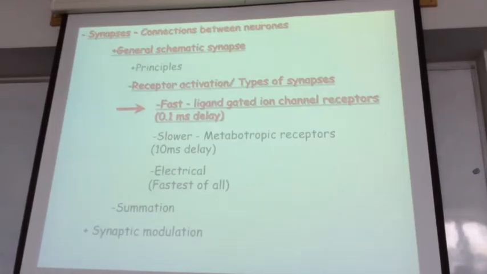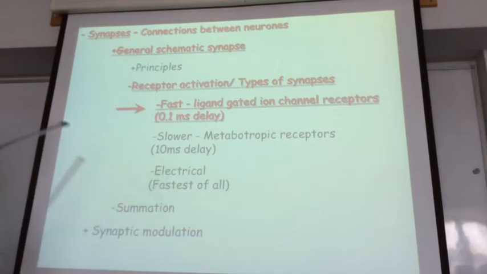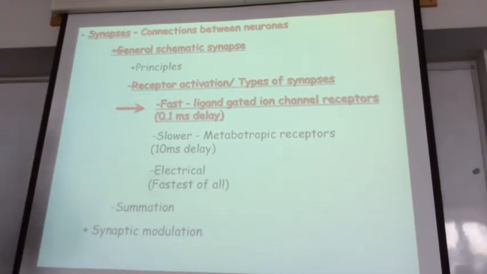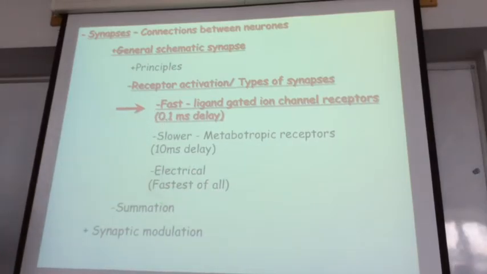Then also you can have different speeds of synapse. You can have excitatory and you can have inhibitory. You have different speeds. The very fastest will be that the neurotransmitter binds to a ligand-gated ion channel like a nicotinic receptor, and just causes that to open directly. And then you can have slower ones, which will go through a second messenger system before they open their ion channel. And the fastest of all, there are a few direct electrical connections.